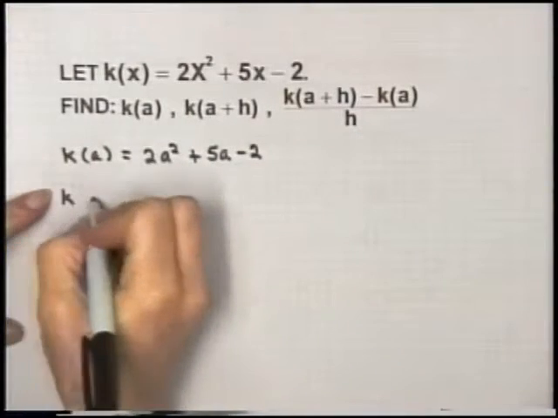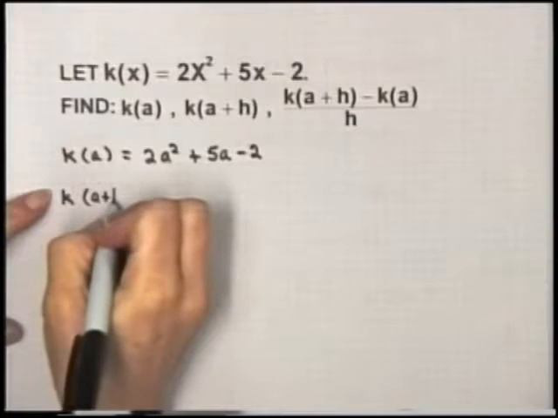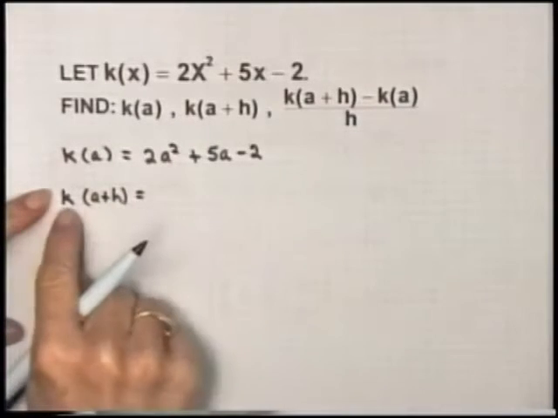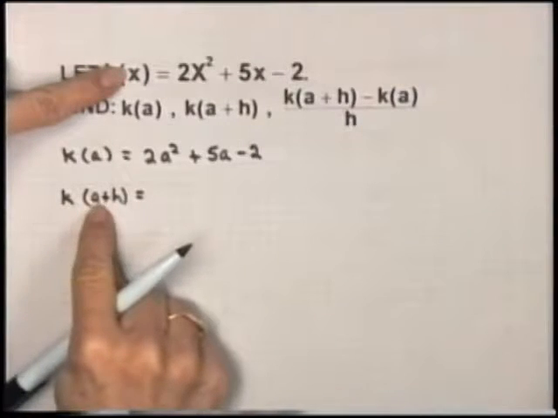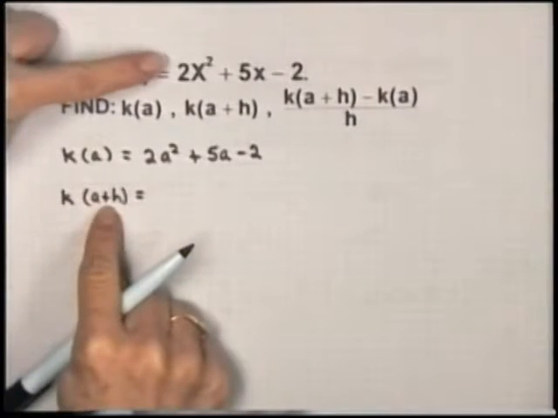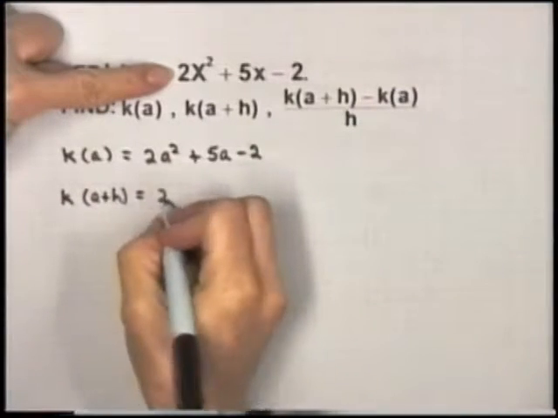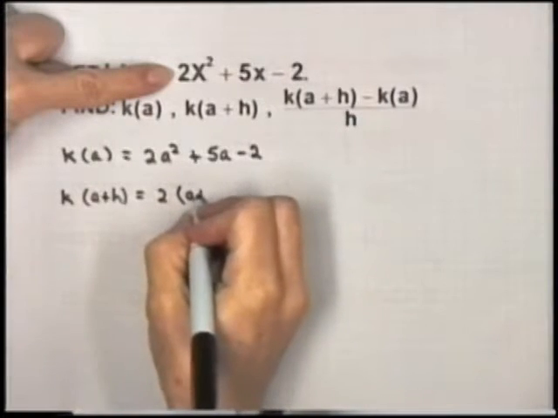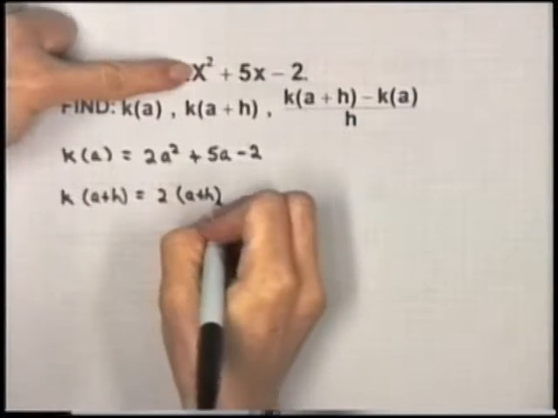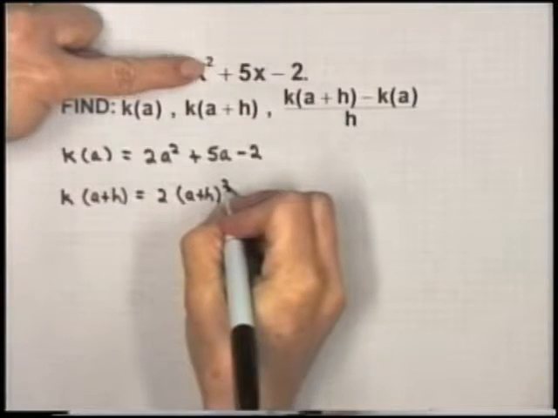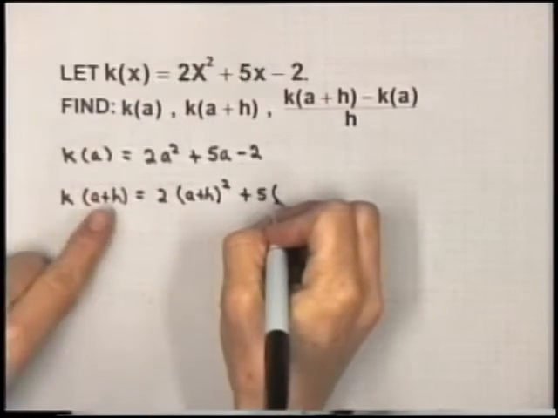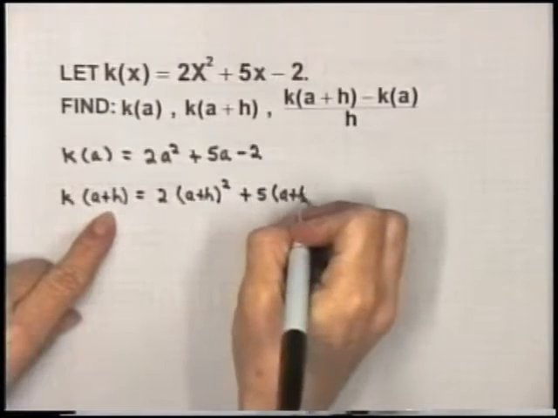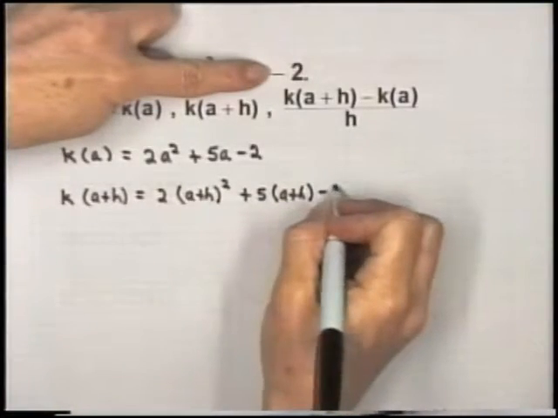Find k of a plus h. Again, this is identifying function k. The x is to be replaced with a plus h. So I'm going to have a 2. I'll need to use a parenthesis. A plus h is replacing this x. I then need to square, plus 5. In place of this x, I'm putting a plus h, and then minus 2.